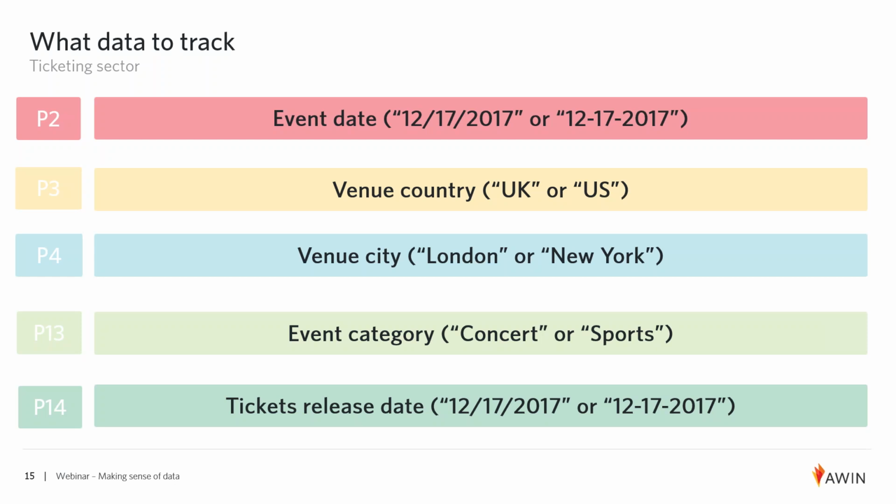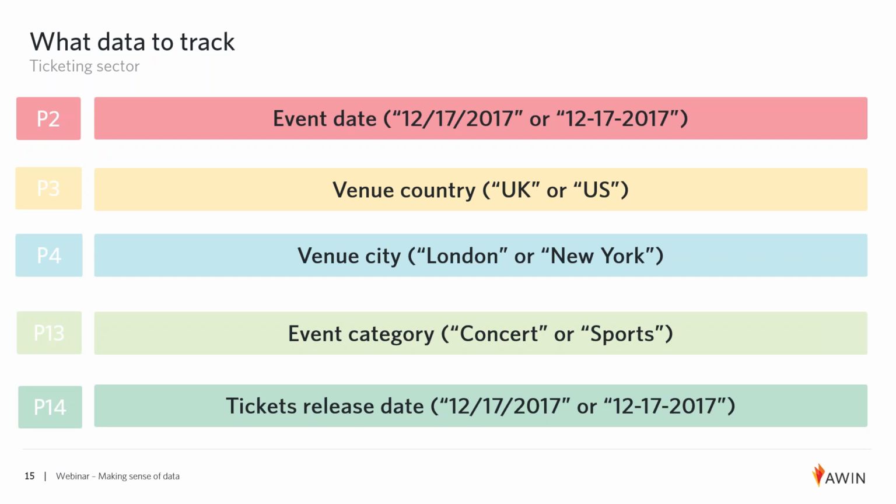Venue country. When combined with the parameter referring to the location of customers, it provides insight into how far people are traveling for the event. Venue city. As with the previous parameter, this data point will allow us to see how far customers are traveling to attend an event.